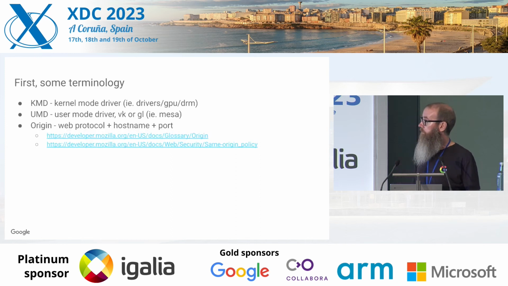But first some terminology, just so we're all on the same page. When I say KMD, I mean the kernel mode driver, so the DRM driver. When I say UMD, I mean user mode driver, i.e. Mesa. And then another concept I'll mention is origin, and that means basically what the web server is. It's a combination of protocol, host name, and port.